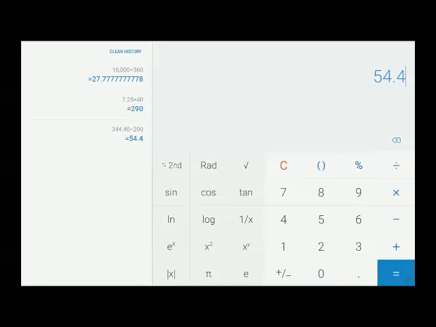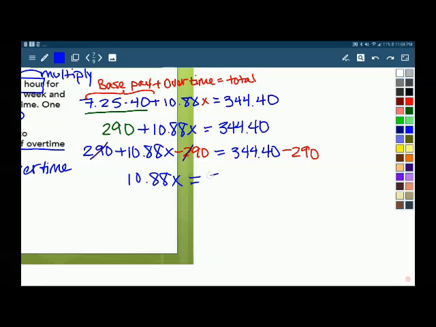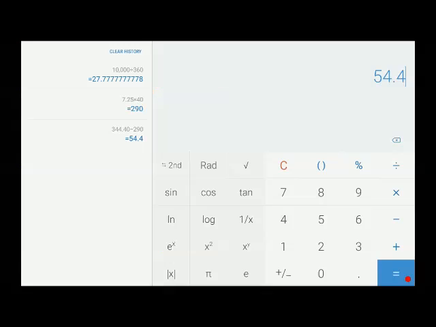There we go. 54.40. Now, even though that just says 54.4, there's an infinite number of zeros after that. So if we're thinking dollars and cents, that's $54.40. And then we need to divide by that 10.88. Once we type that in our calculator, we're going to figure out how many hours of overtime we worked. So 54.40 divided by 10.88 equals 5.